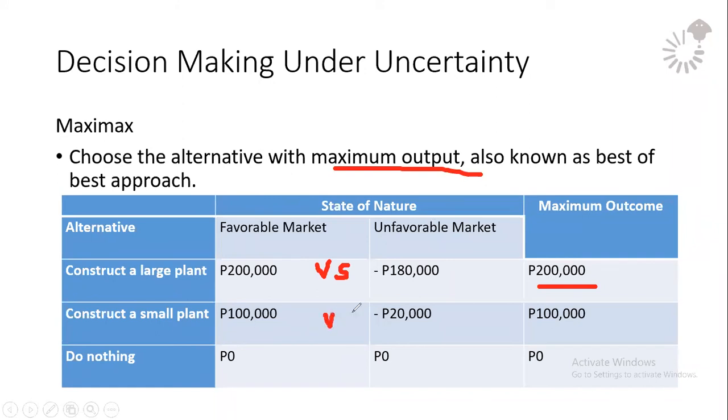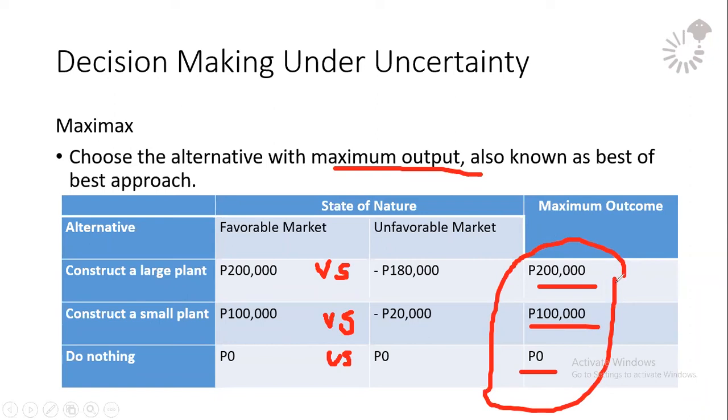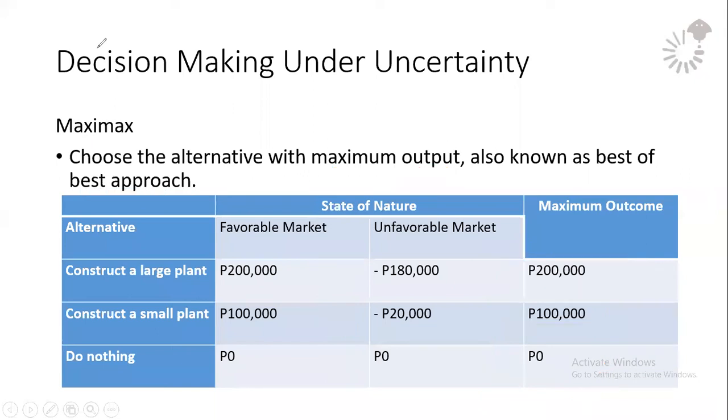100,000 versus 20,000, negative 20,000. What is the maximum output or most positive? That is 100,000. 0 versus 0, of course, that would give you 0. And among the maximum output, you have to choose the maximum among the maximum. So that will give you this, 200,000 if pipiliin mo. That's why it's called maximax, maximum among the maximum, best of the best approach. Okay, so with maximax, this is pointing us towards option A, construct a large plan.